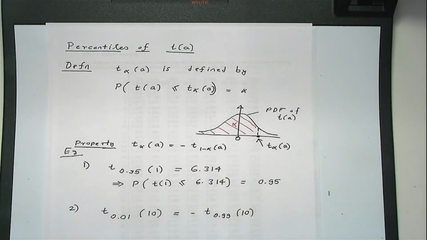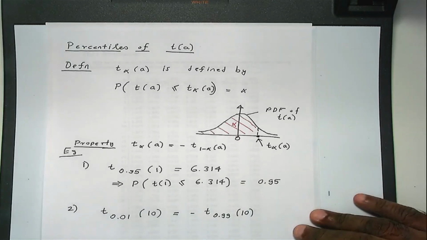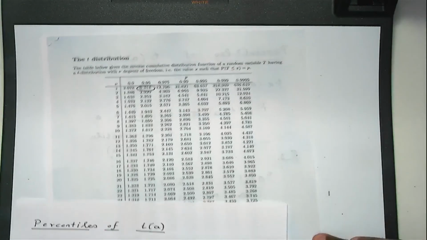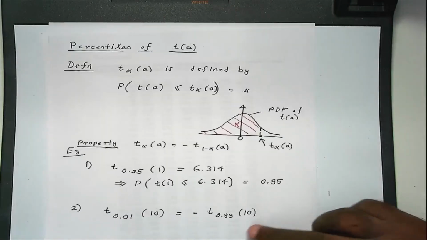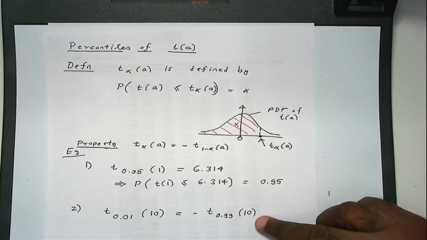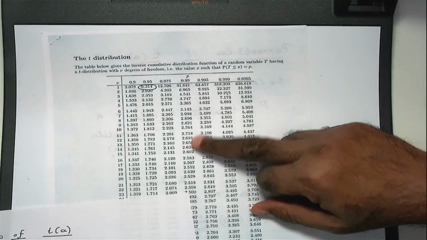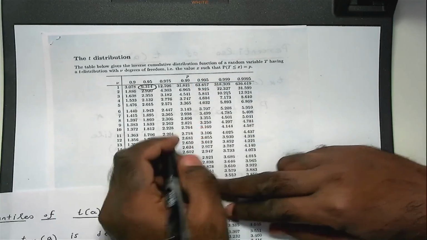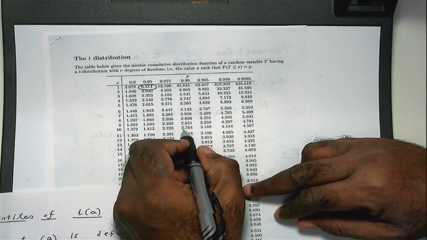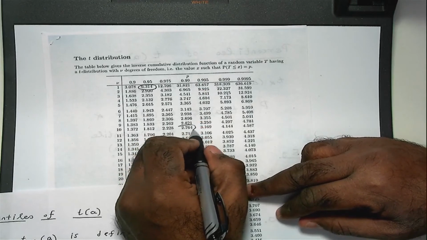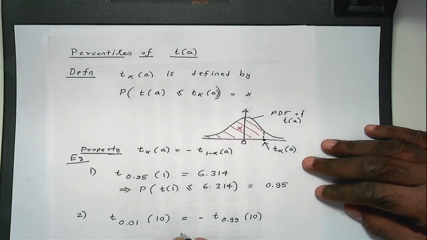Okay. Now you can go back to the table and look for 0.99 and 10. So 0.99 is this column here, and 10 is over here, right? So you have this number here, 2.764. So you get this is equal to minus 2.764.